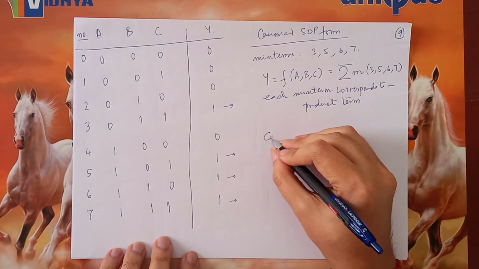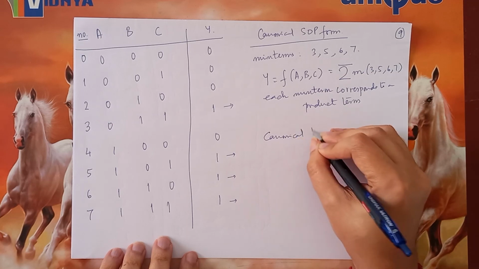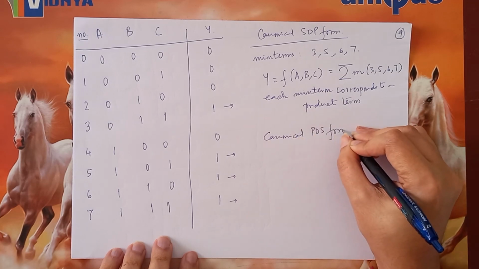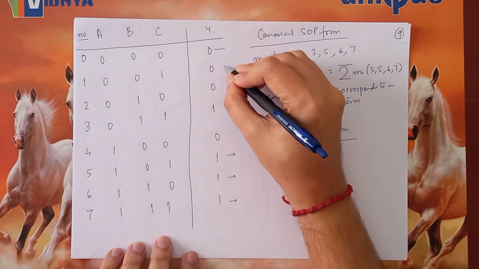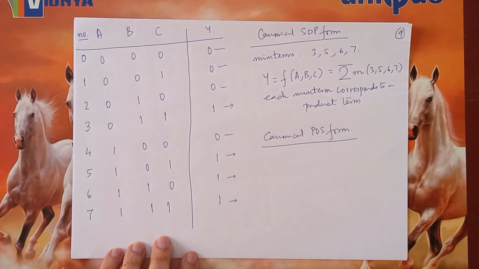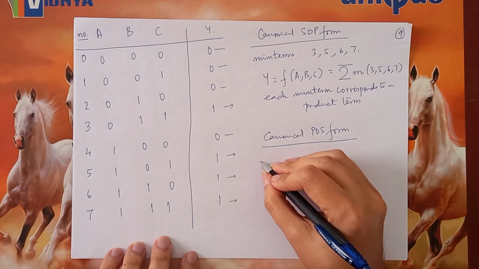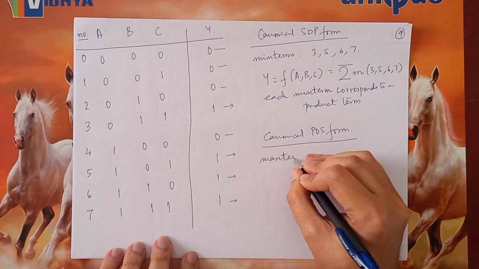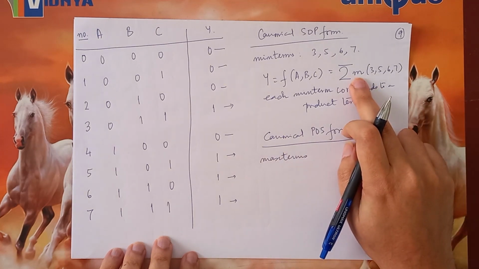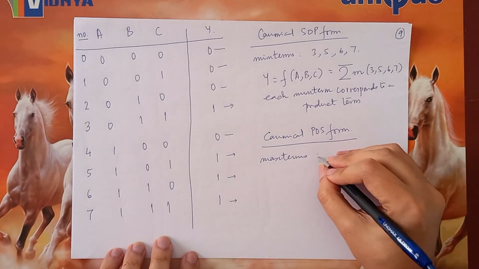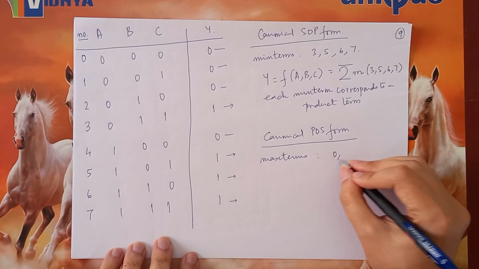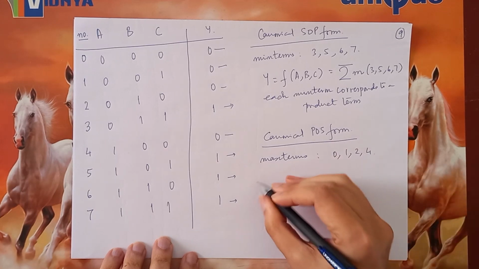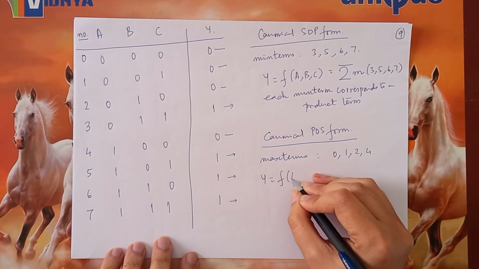Now if I want to write the canonical POS form, I have to now look for zeros, this one, this one, this one and this one. So these are the max terms. A small m indicates a min term. The max terms are 0, 1, 2 and 4. So once again I can write y equals the function of a, b and c.